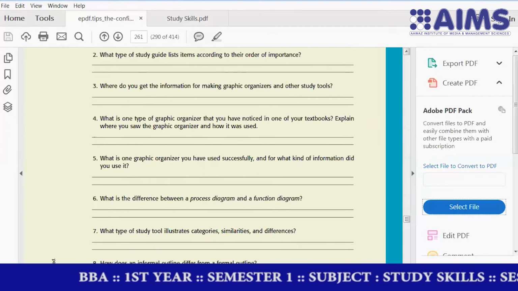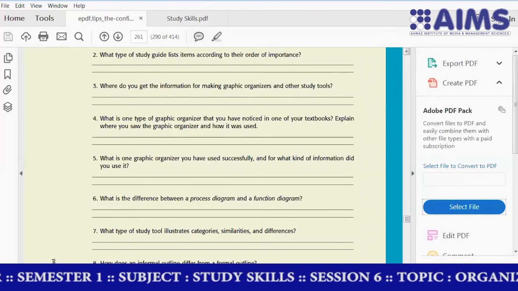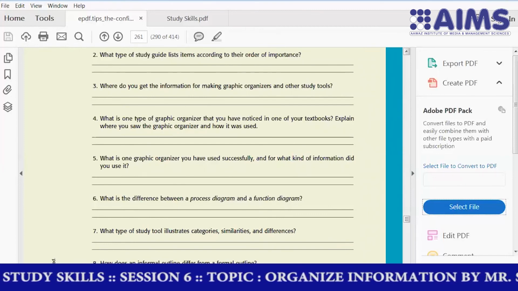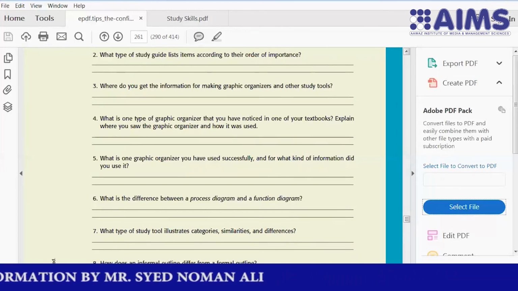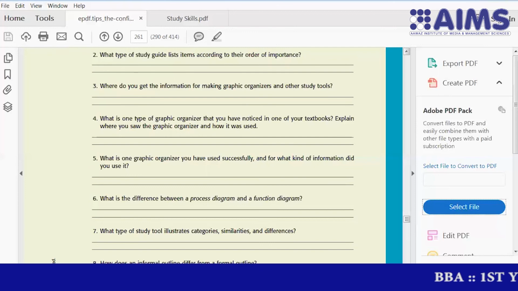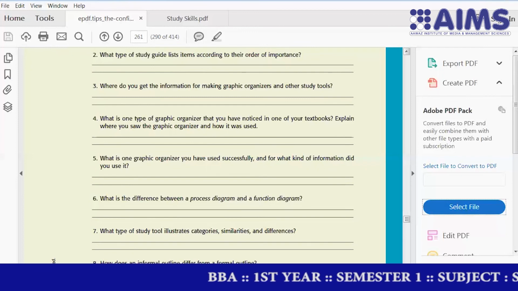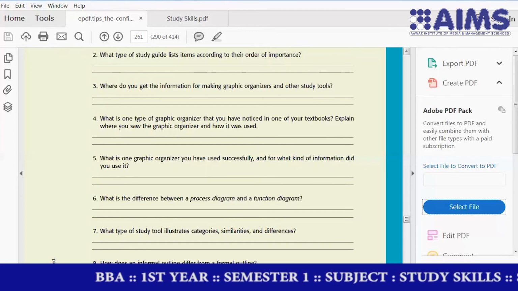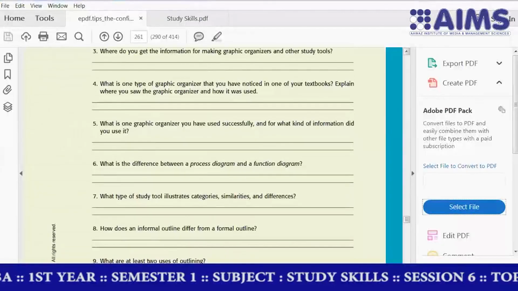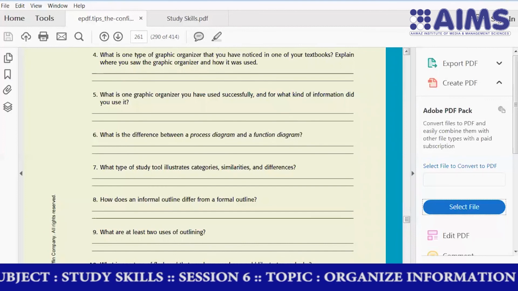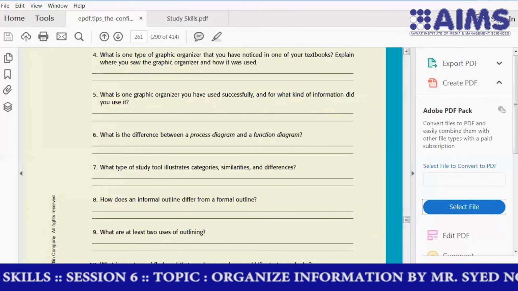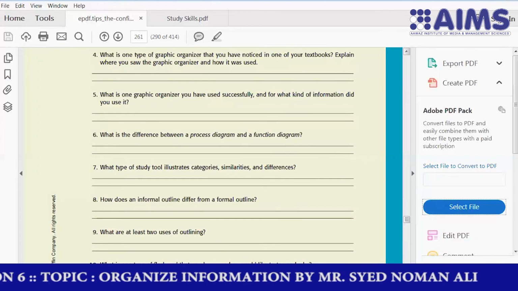What is the difference between the process diagram and the function diagram? In a process diagram, the steps are linked with each other. In a function diagram, the parts and the functions of anything are divided, just like a CPU: brain, arithmetic logic unit, memory unit. So input, output, processing machine, these are the divisions. What type of study aid illustrates and categorizes similarities and differences? You will draw a comparison chart and then answer the similarities and differences. How does the informal outline differ from the formal outline? In an informal outline, you will roughly draft notes under the headings and summarize the keynote.